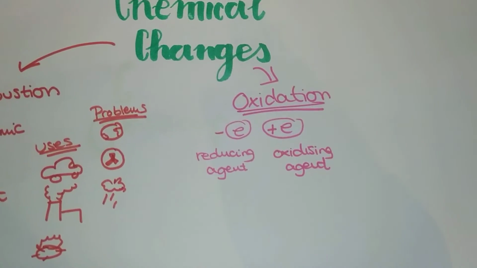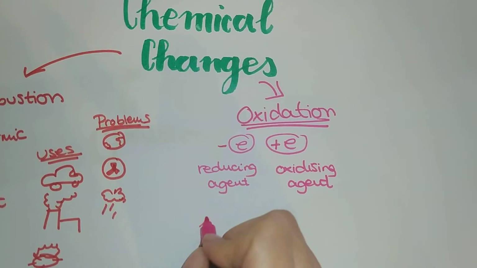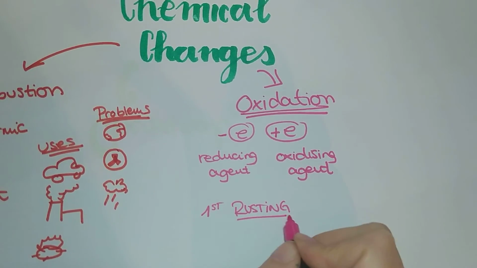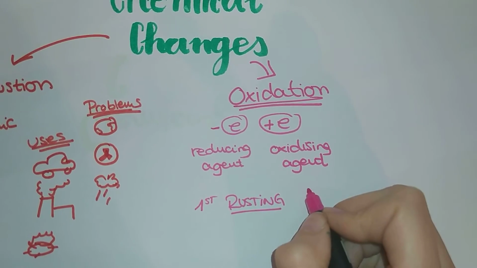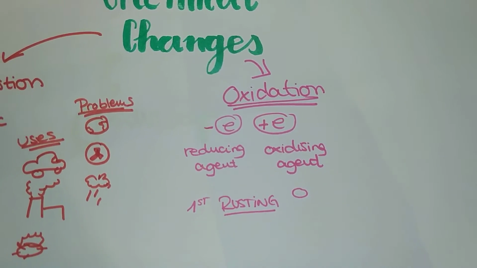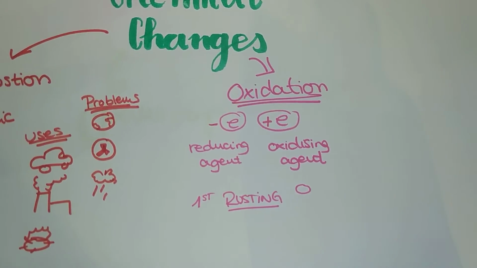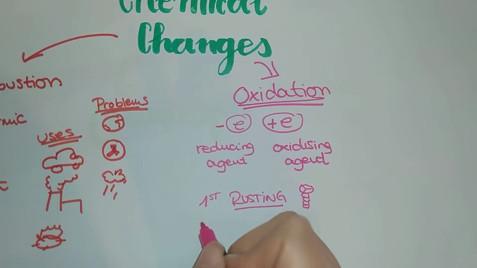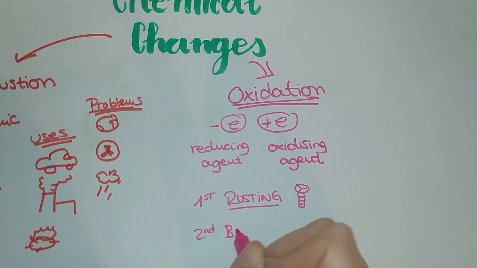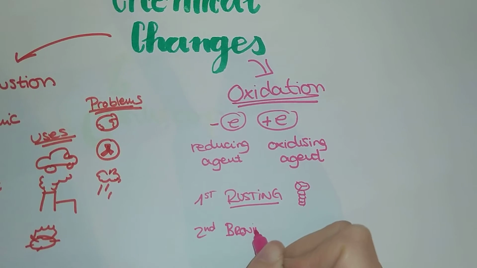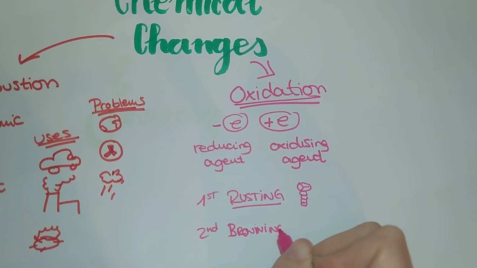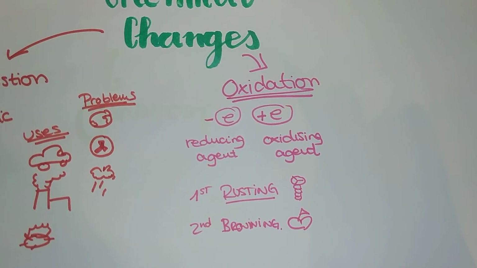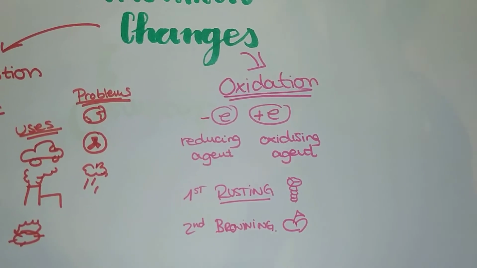And we have two different types of oxidation. On one hand, we have rusting. And we can see that it causes the color of the iron to change into an orange or red color. And also we have browning in fruit. We can see it in apples, in bananas, in vegetables also.